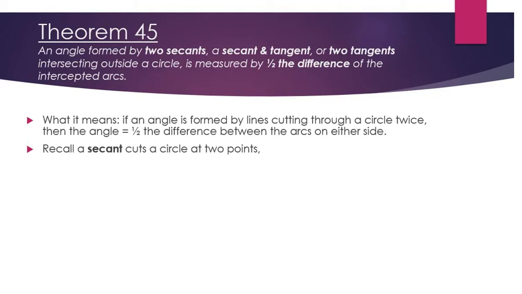So, once again, recall that a secant cuts a circle at 2 points. The tangent line hits the circle just at 1 point. The secant hits it at 2 points. So what that means, if an angle is formed by lines cutting through a circle twice, then the angle is half the difference between the arcs on either side.